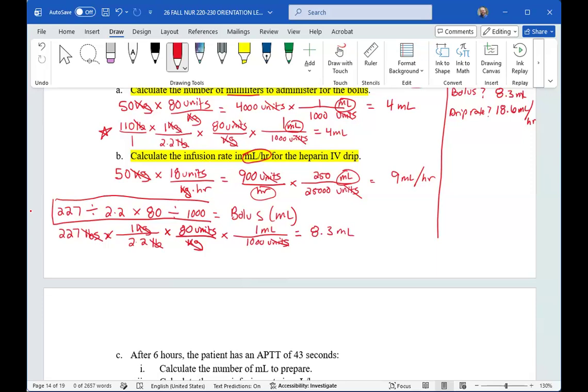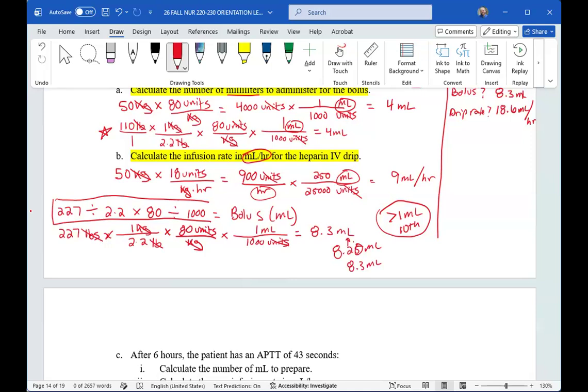What you don't want to write is the 8.25 milliliters. You don't want to do that because when you have a number greater than 1 milliliter, you want to round to the tenth place. So make sure you're following your rounding rules. Look at the 5, round up if it's 5 or greater, and then 8.3 milliliters is what you'd want to do.